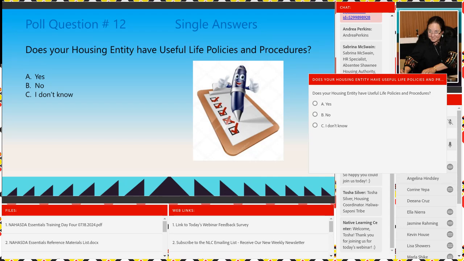So first poll of the day, does your housing entity have useful life policies and procedures? Yes, no, or I don't know.